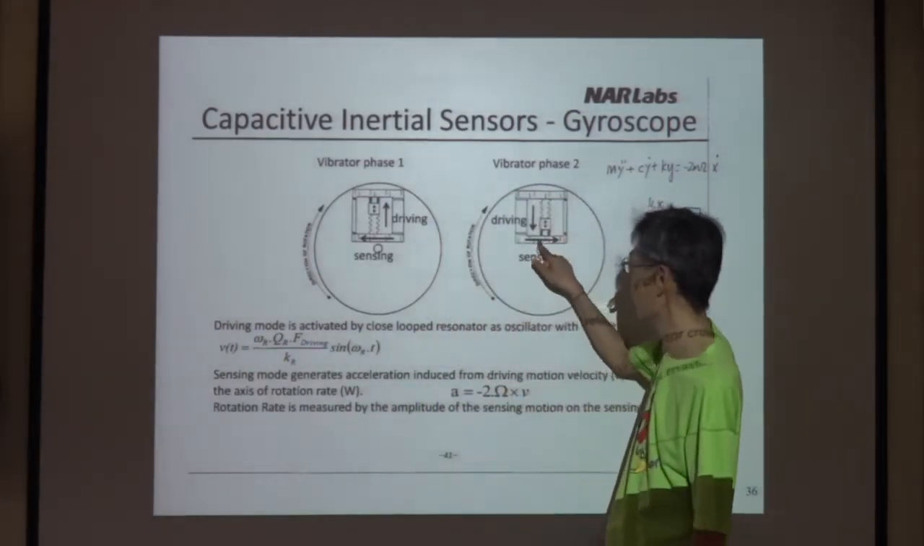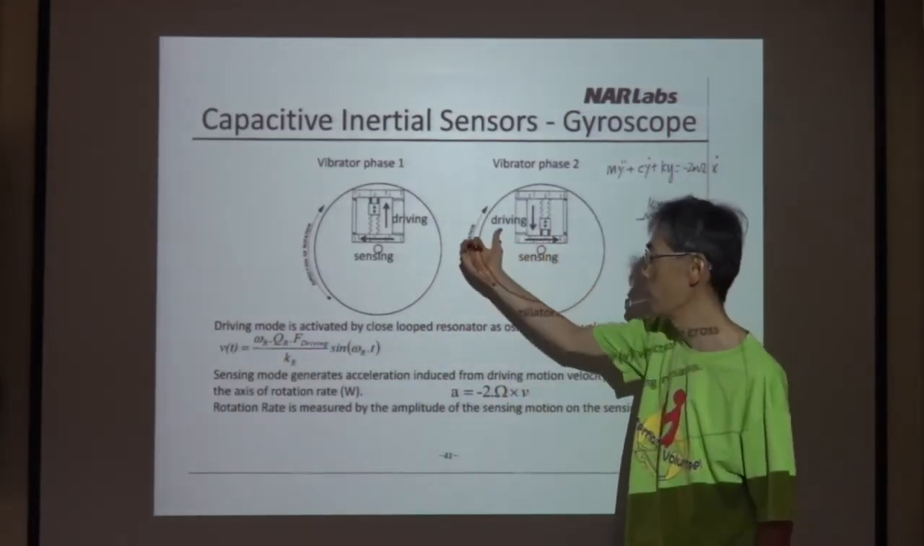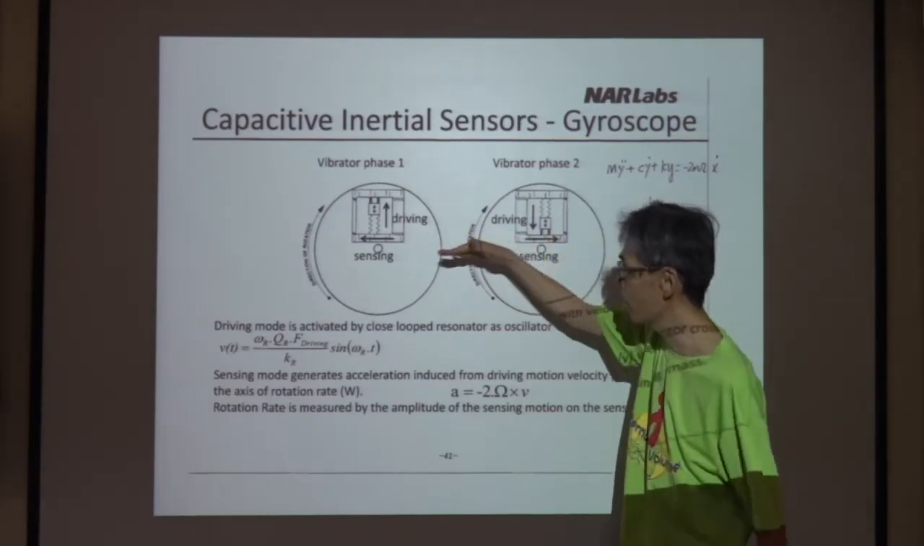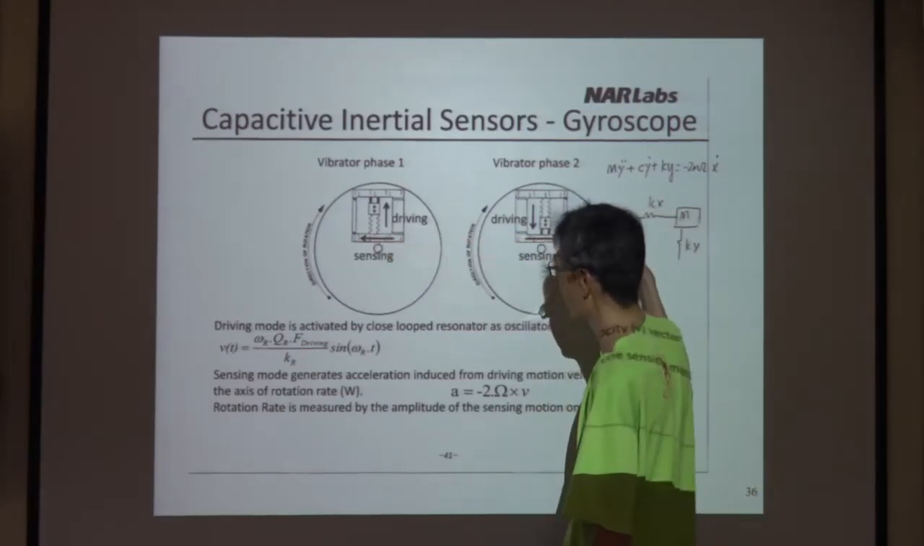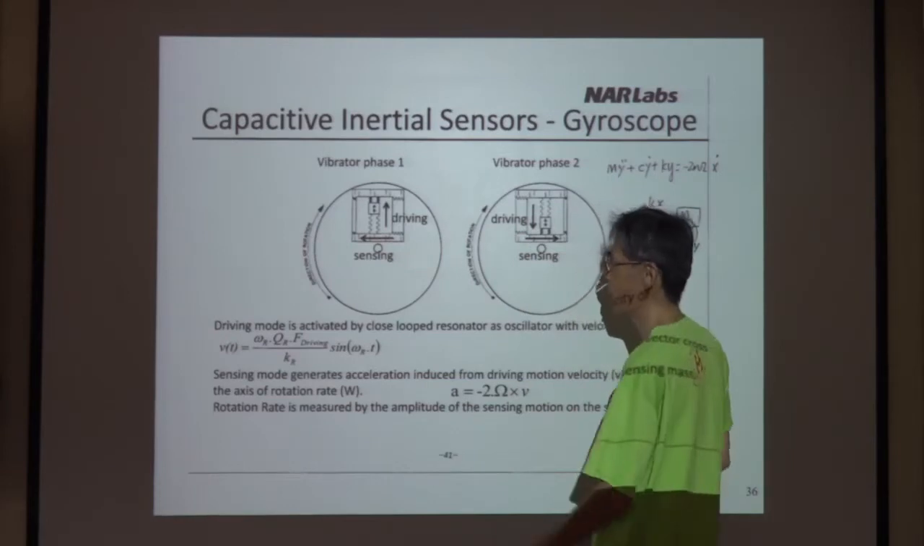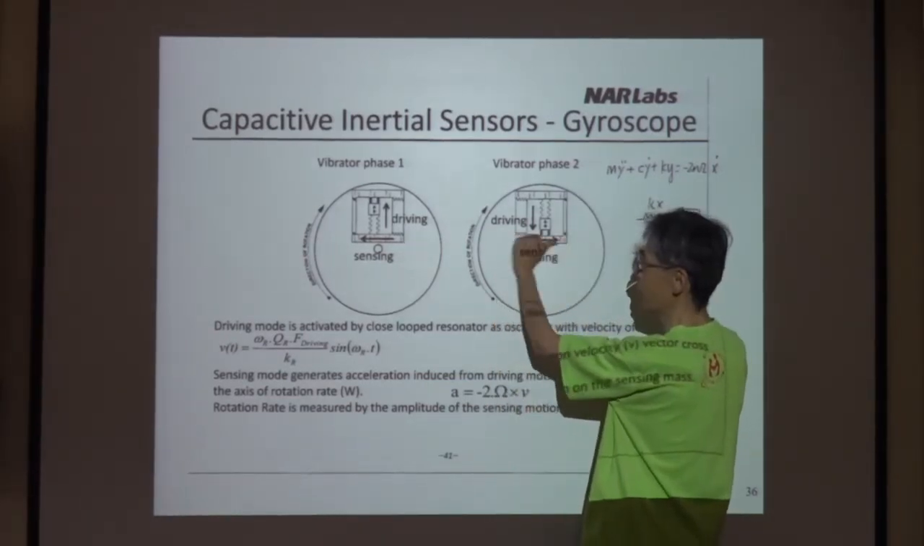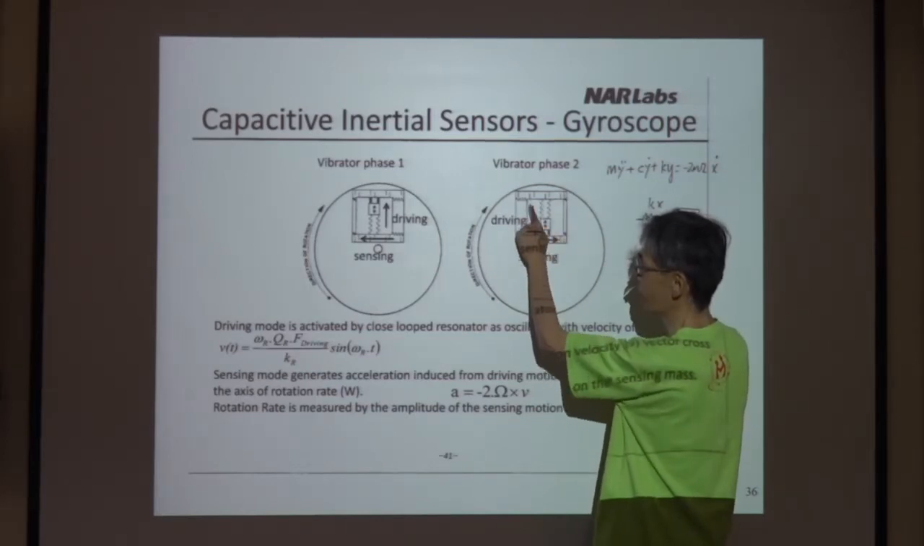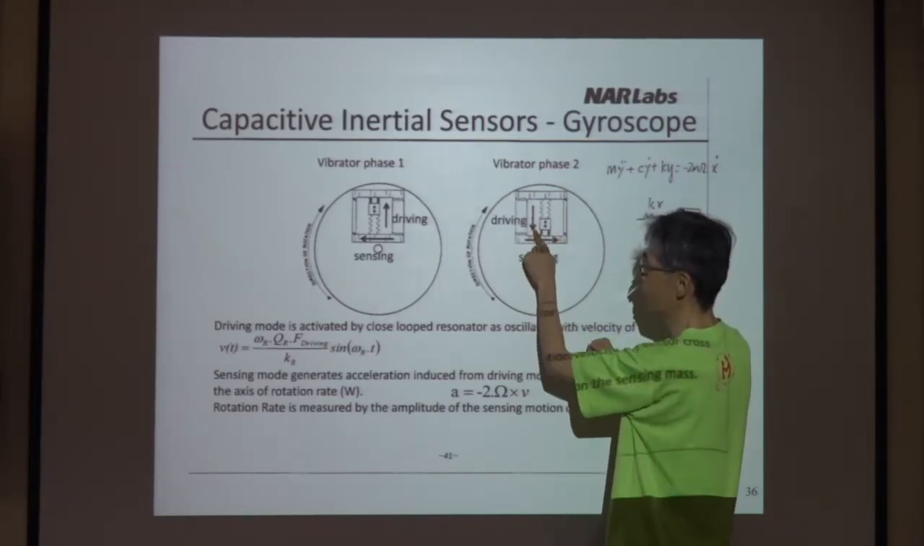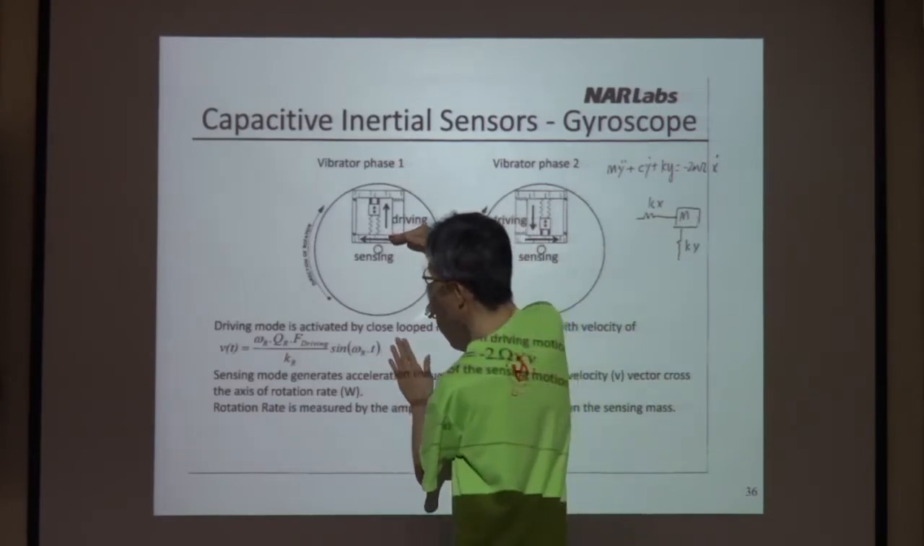Suppose this one is in vibration. Vibration means vibrate back and forth, back and forth. Now the vibration direction is this way, velocity this way, we can get a force applied to this one downwards.